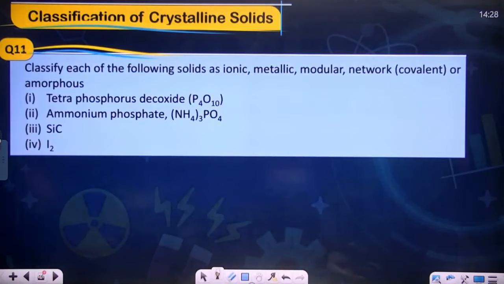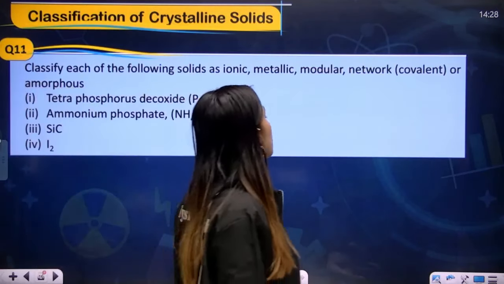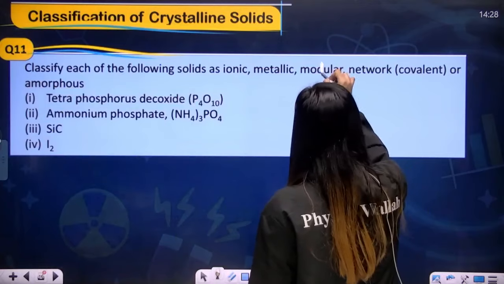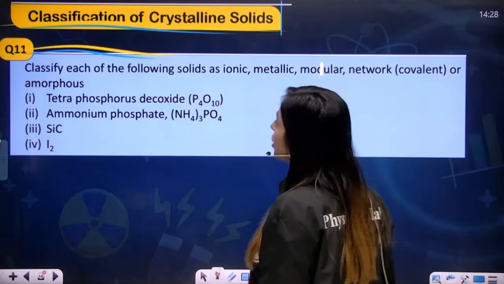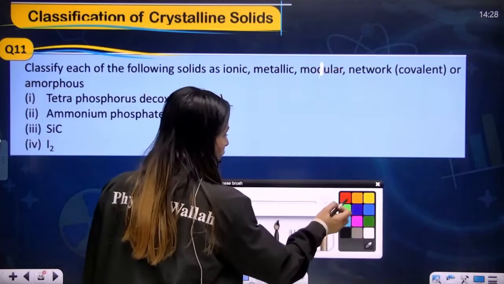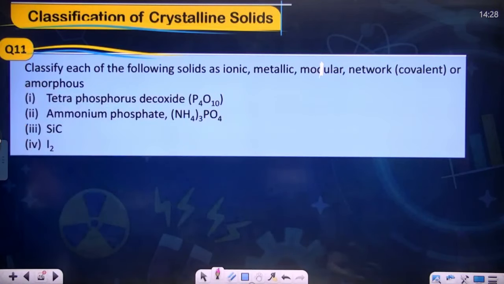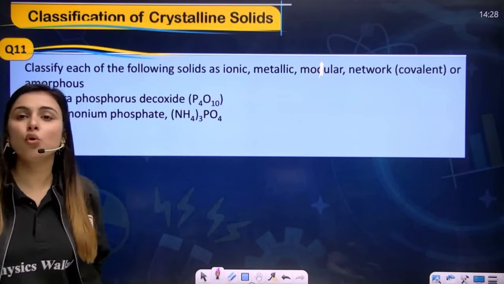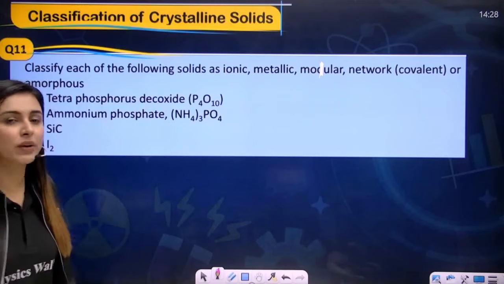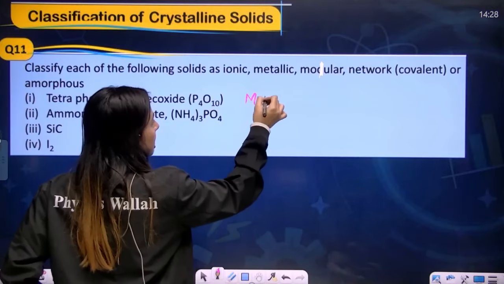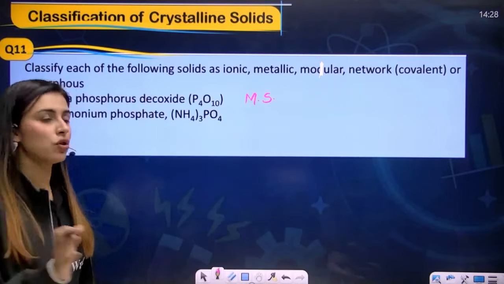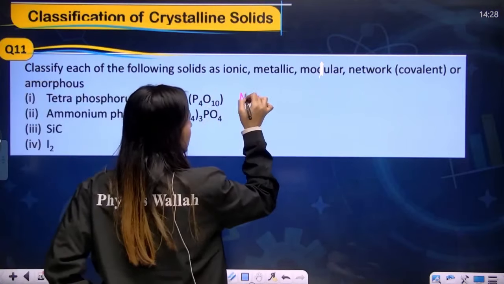Classify each of the following solids as ionic, metallic, molecular, network covalent or amorphous solid. Okay. So, let's try to answer each and every part. The first is tetraphosphorus decoxide. So, you have P4O10. It is a symmetrical molecule. So, can I say that it is a molecular solid? It is a molecular solid. Let me write it as molecular solid.